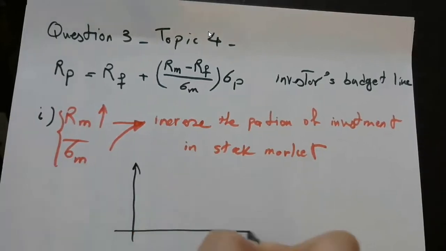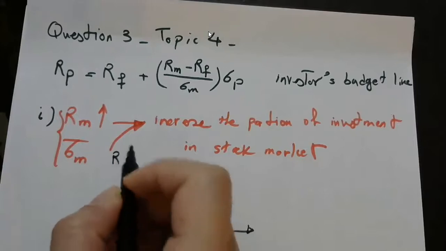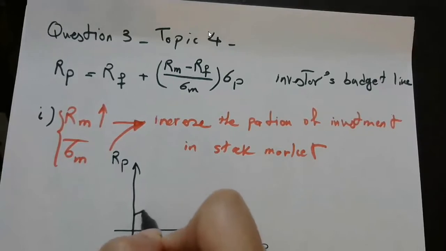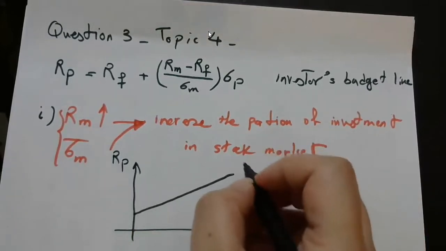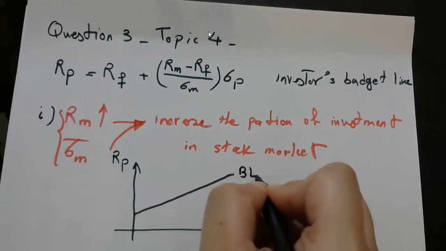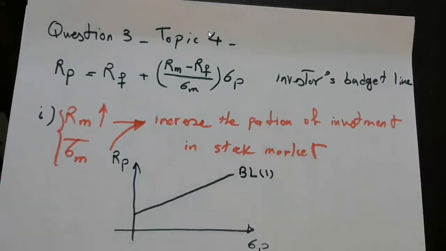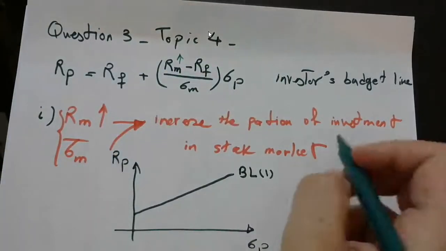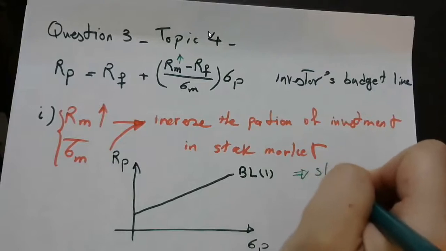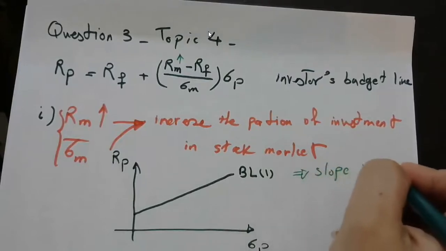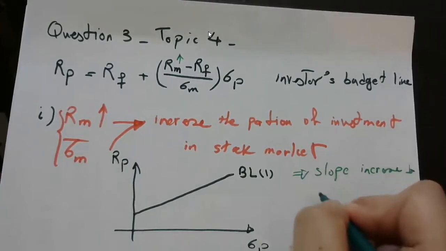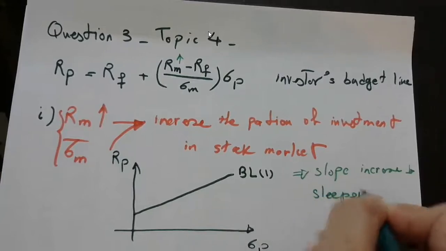And then the last thing the question is asking is what will happen to the slope of the budget line. So what will happen to the slope of the budget line if we assume that here is, for example, our initial budget line? For example, I put BL line 1. Which part of the budget line is going to change? RM is increasing, so it means that with an increase in RM, the slope increases. Am I right? So we expect that the budget line becomes steeper.